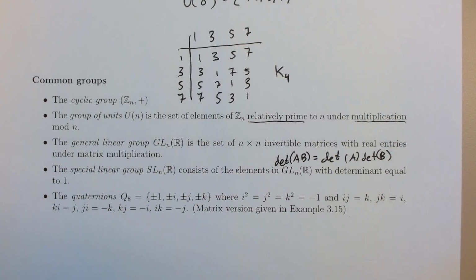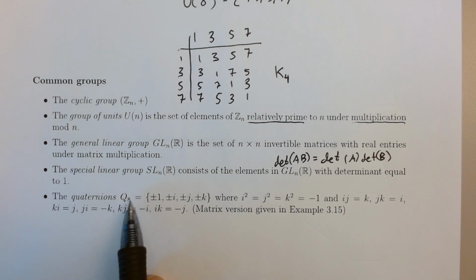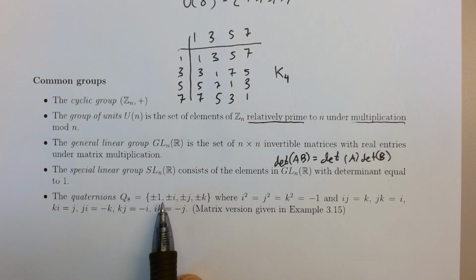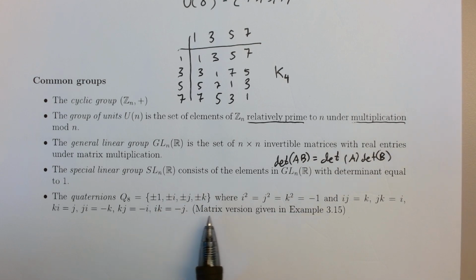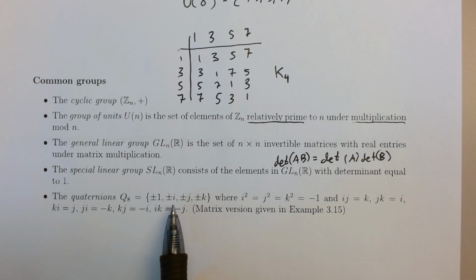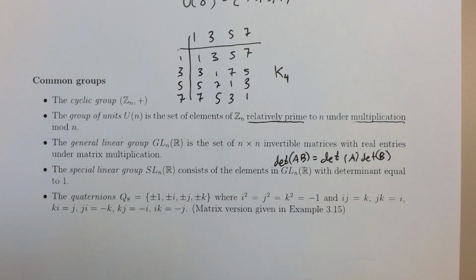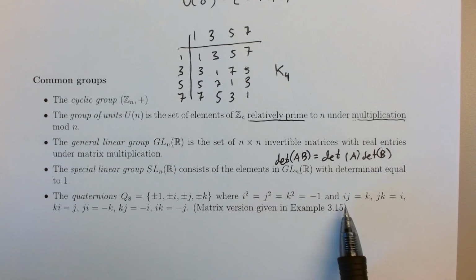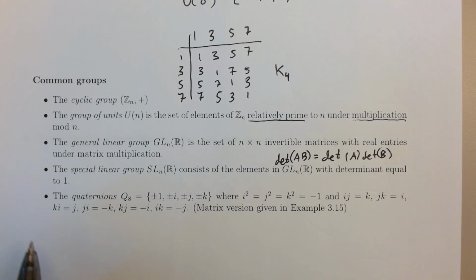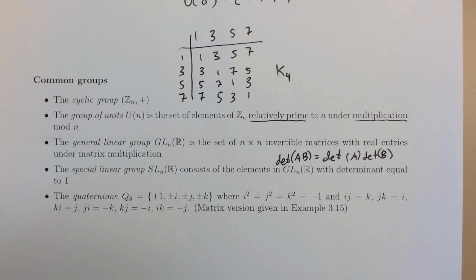Another example here, the quaternions. This is a generalization of complex numbers, where you have not just i, which is a square root of -1, but you have j and k, which are also square roots of -1. So you have 3 independent square roots of -1, and they interact with each other in different ways. So ij is k, jk is i, ki is j, but when you multiply them in the not alphabetical order, you get the negatives.